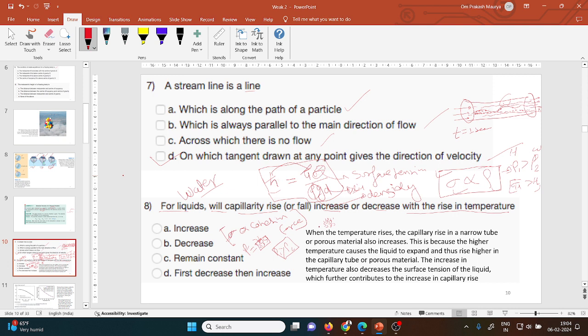If temperature increases, in case of liquid, not gas, what will happen? The cohesion force will decrease, surface tension will decrease, and your density will also decrease. So if this is directly proportional, if this decreases, this will decrease. So option B is correct for this question. I hope you got all this.